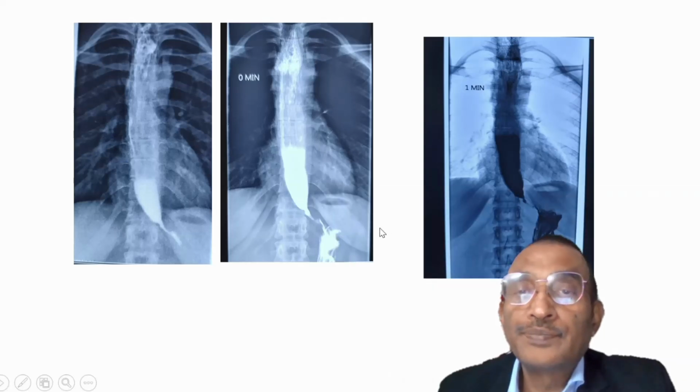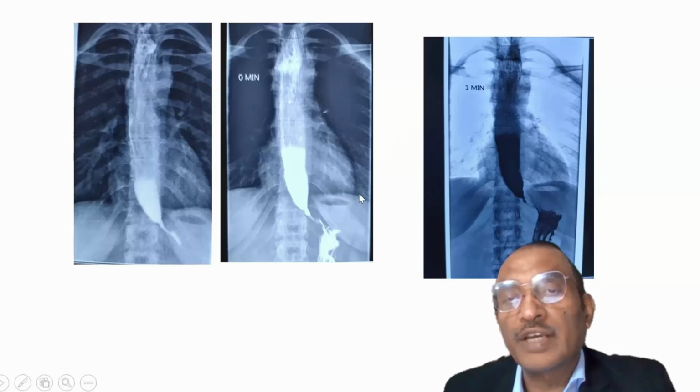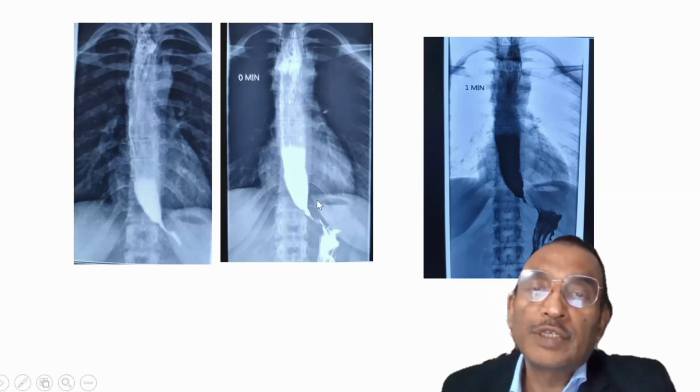So this is a case of achalasia cardia. It is very important to realize that in most cases of achalasia cardia, the stricture will go below the dome of the diaphragm. So here you are seeing the dome of the diaphragm. Most of the time in achalasia cardia, the gastric air bubble is absent. That should be pointed out, but here it is present.